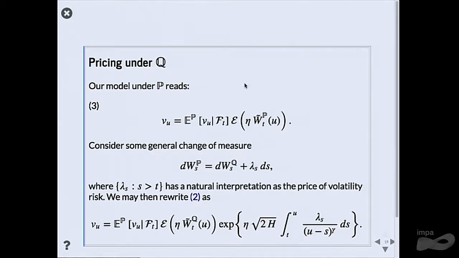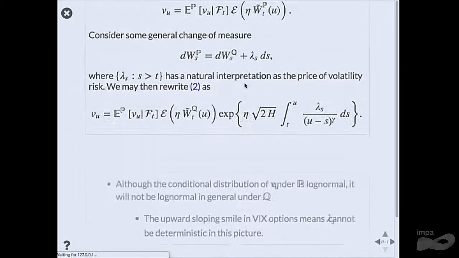Essentially, the fact that out-of-the-money calls on VIX are a hedge against just about anything, just about any crisis, people need to pay for that insurance, right? So lambda does need to be random to get a model that's compatible with the VIX.